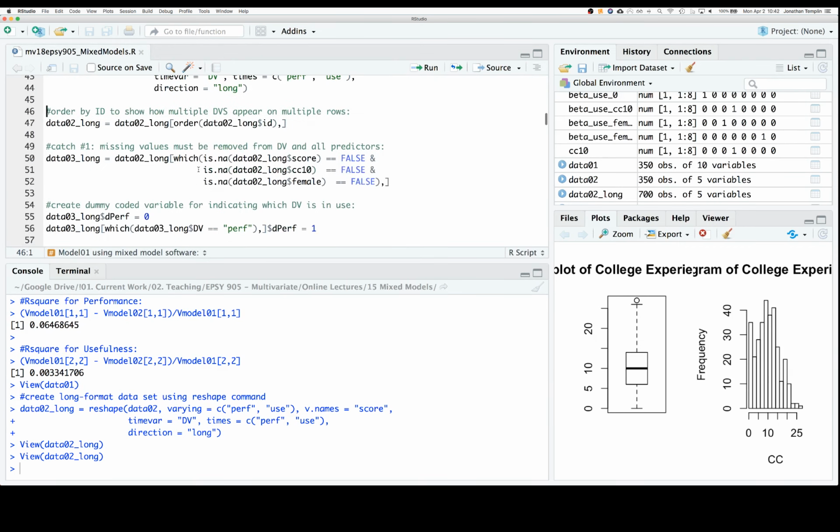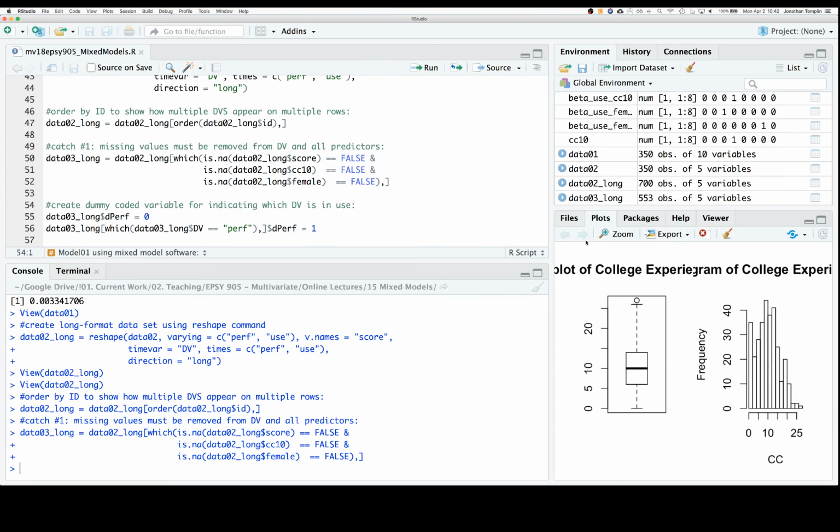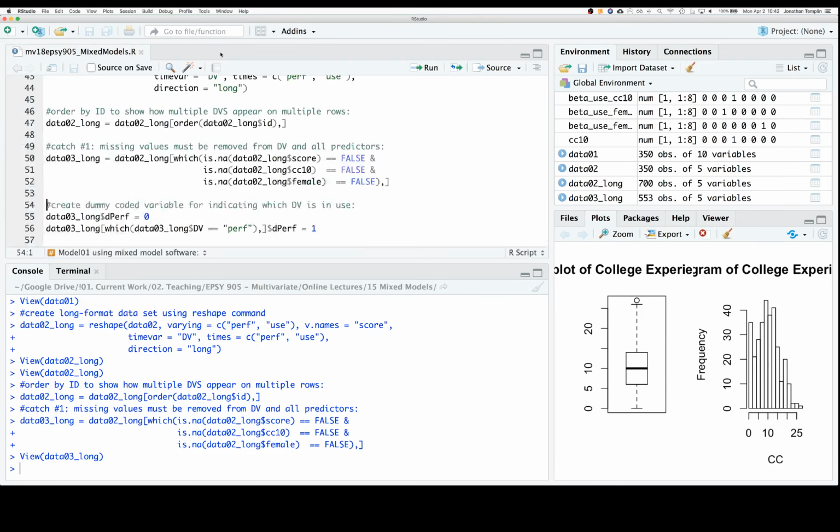So what we're going to do is have to limit all of our observations here by taking this next step. So data 03 long cuts the number of observations down from 700 to 553, which is a big decrease. But when you look at that, now you'll see person 3, who only provided the usefulness score, does not have performance listed as well. So that also shows up in what we do.